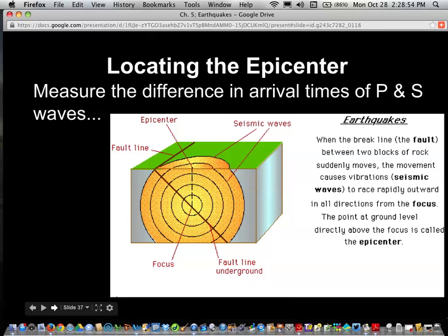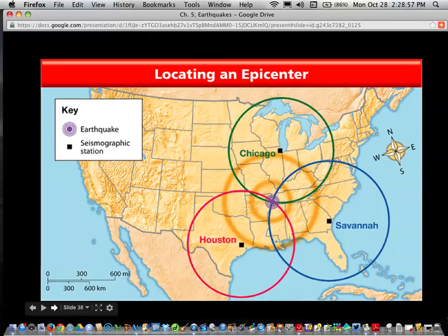Well, how is it done? Well, let's take a look. If you measure the difference in arrival times for P and S waves at 3 different locations, you'll be able to calculate this way the epicenter of the earthquake. You have 3 concentric circles. You have 6 sets of arrival times of P and S waves, and you will be able to calculate the epicenter of the earthquake based on the average rate of travel of an S wave versus an average rate of travel for the P wave. I'm not going to go into how that's done, but it is pretty easy.